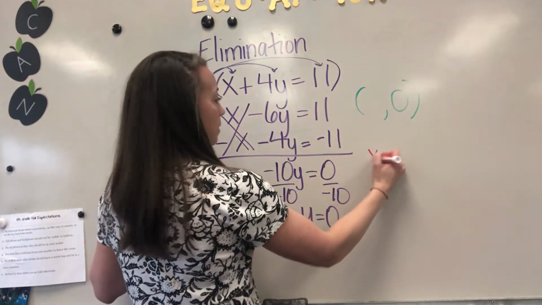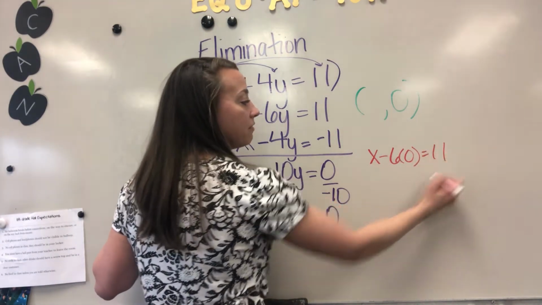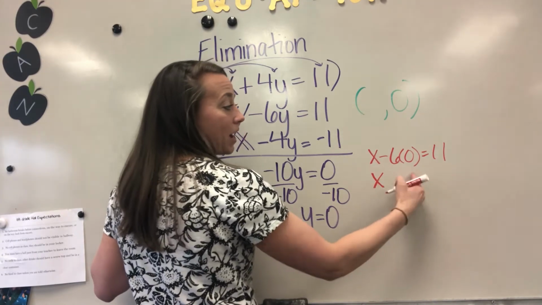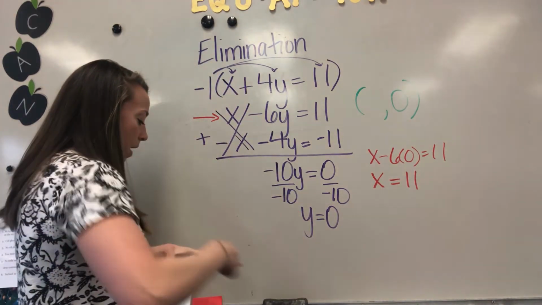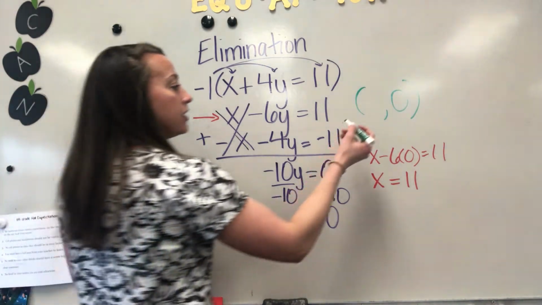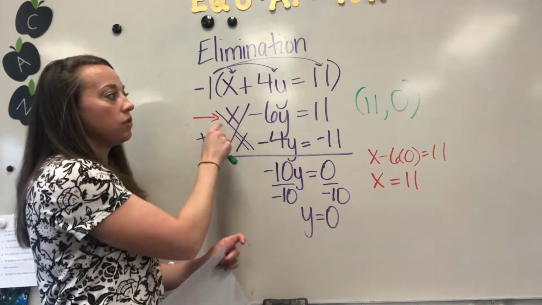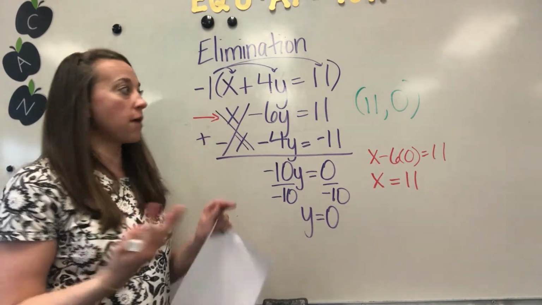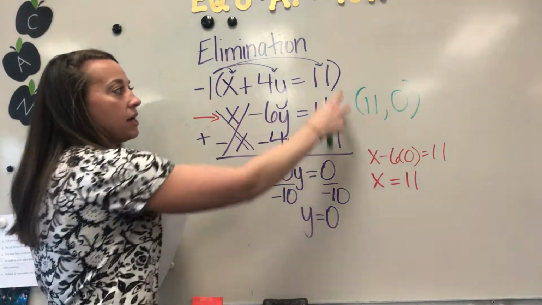So x minus 6y, and y is 0, equals 11. So that's x minus 0, or just x equals 11. So my point of intersection is going to be 11, 0. That's where these two lines would cross each other. I can check myself by taking 11 and 0 and plugging it in for x and y, and it should make the equation true.